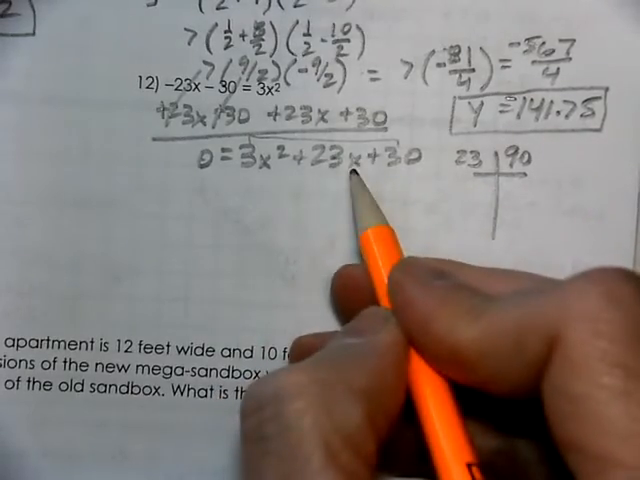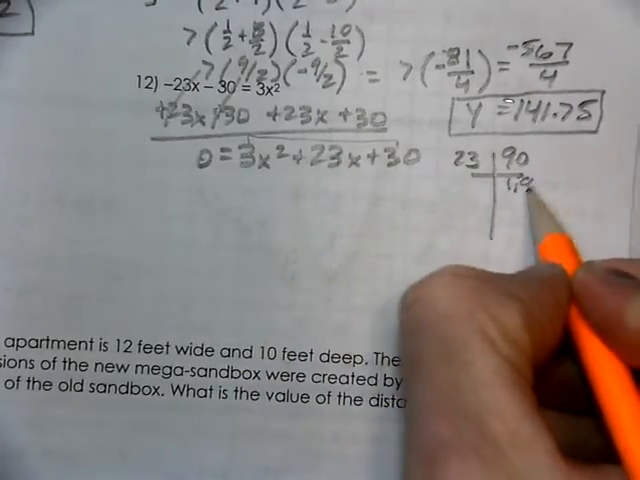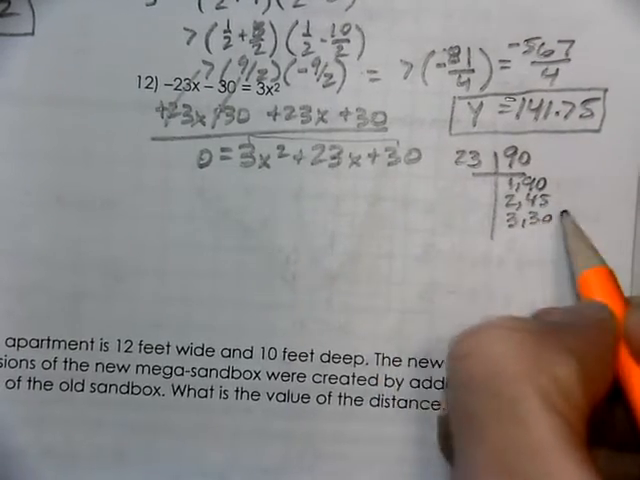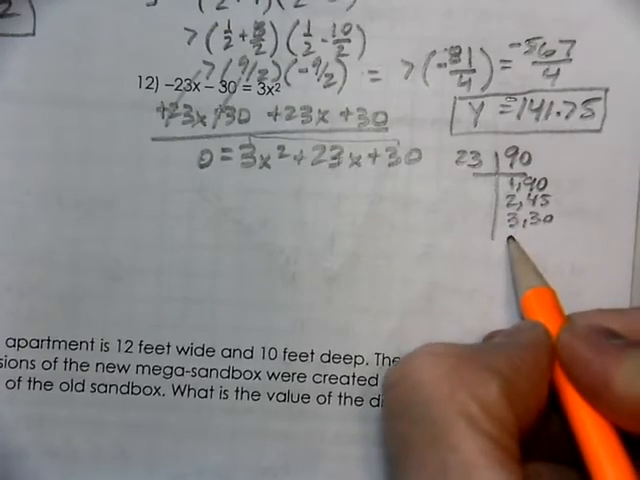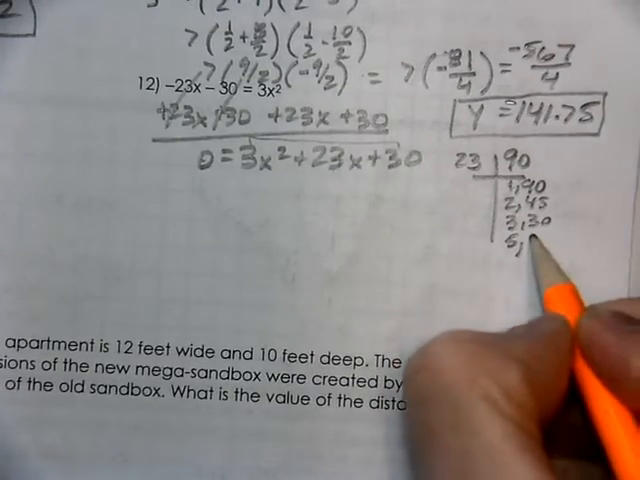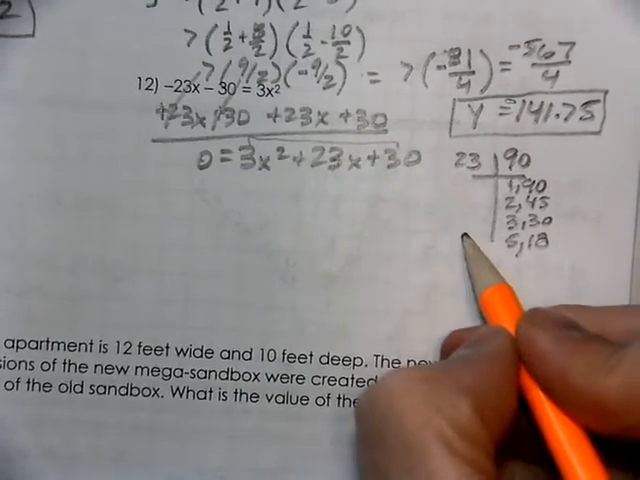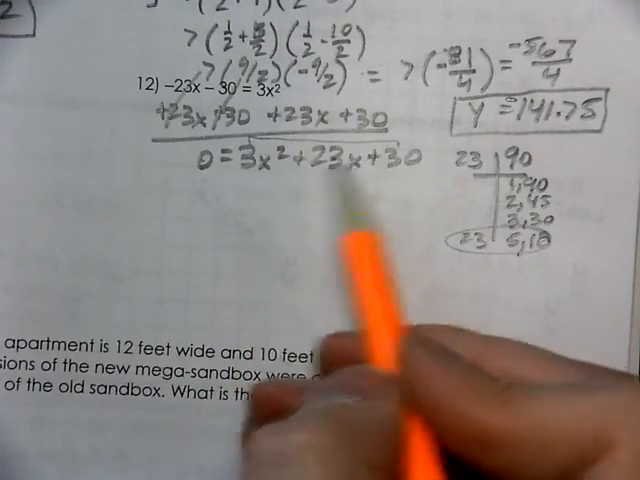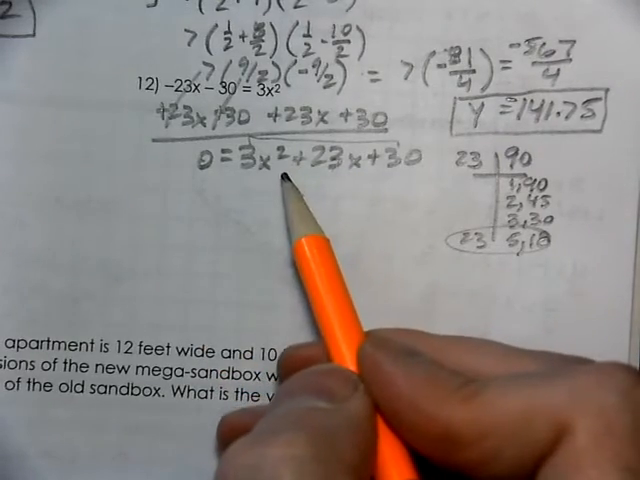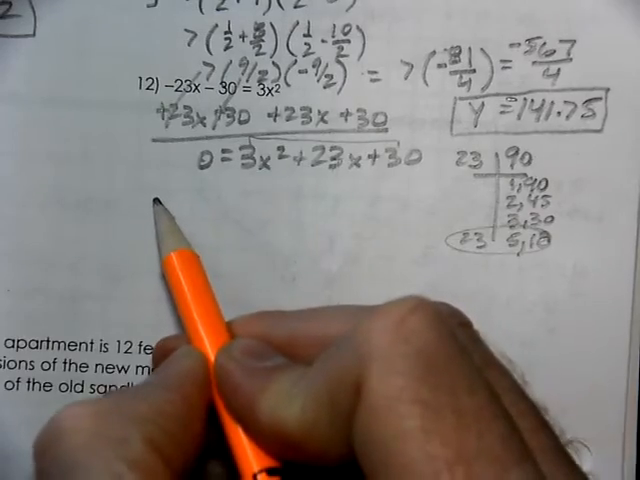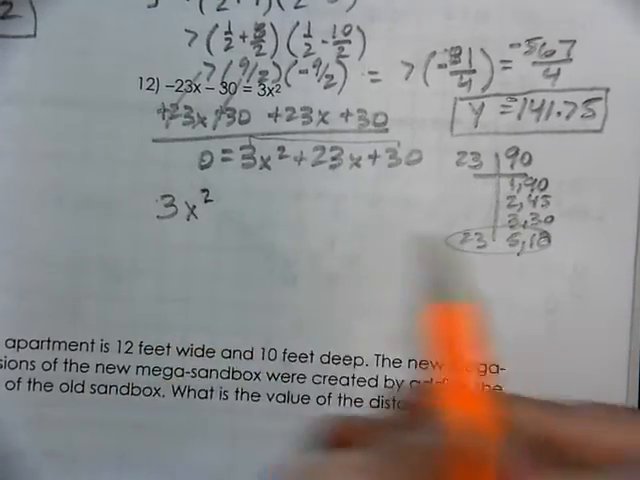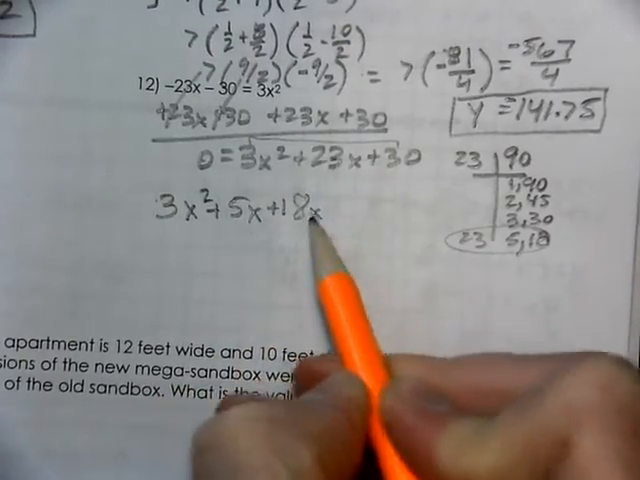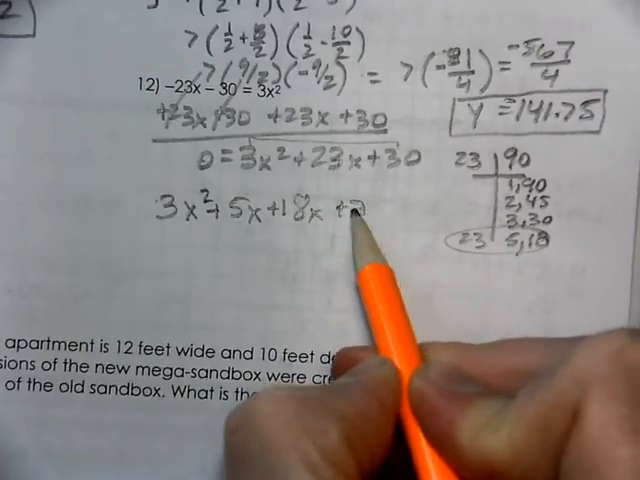Again, both numbers are going to be positive. Running through all of our factors, 4 doesn't go into there. 5 is going to go in there 18 times, which gives us that 23. That's kind of a tricky one. You could use the box method, but I'll show you factor by grouping: 3x squared plus the 5x plus the 18x plus the 30.